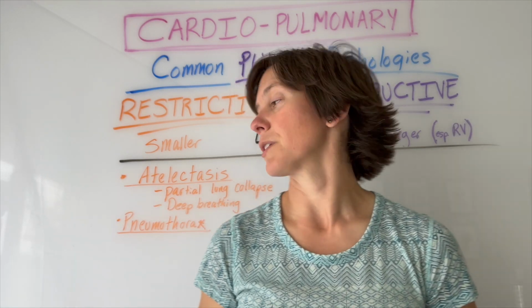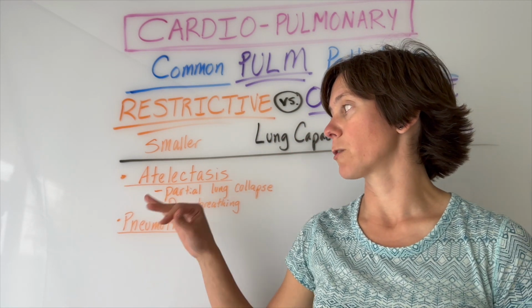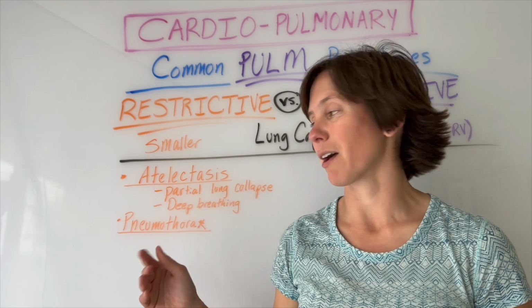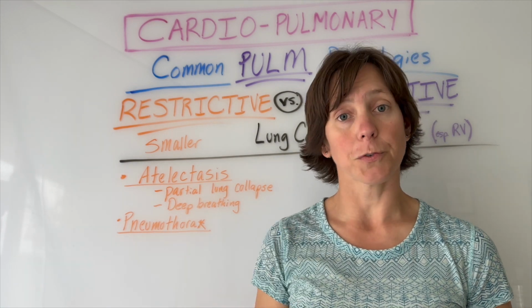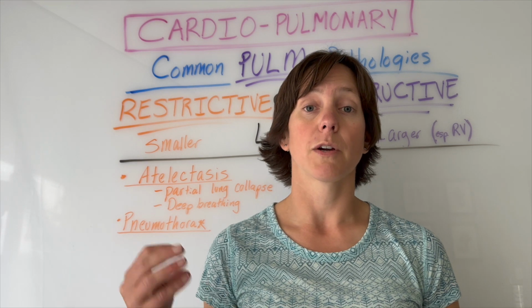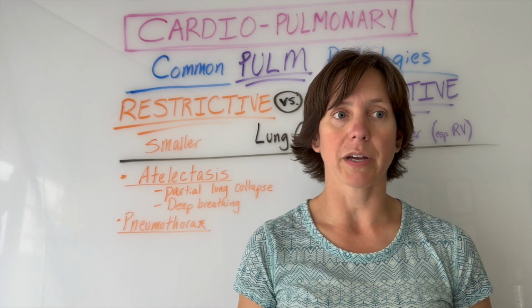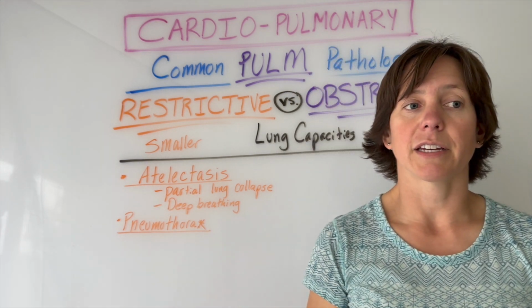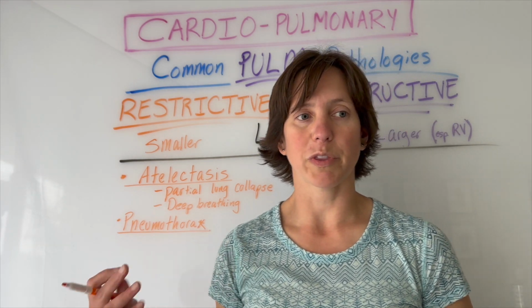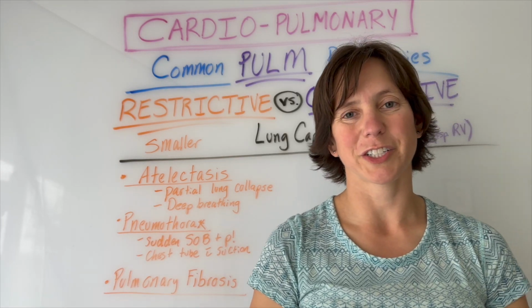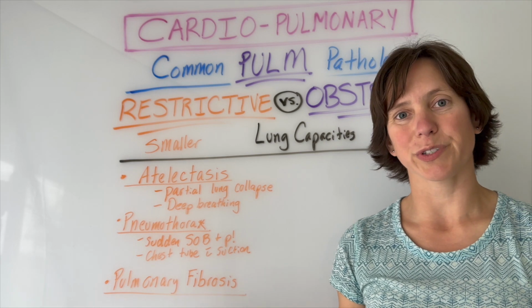The next condition is pneumothorax. So atelectasis is partial lung collapse. Pneumothorax is full lung collapse. Your patient will present with sudden shortness of breath and sharp pain, and we'll treat this with a chest tube with suction. Another pulmonary condition is pulmonary fibrosis.